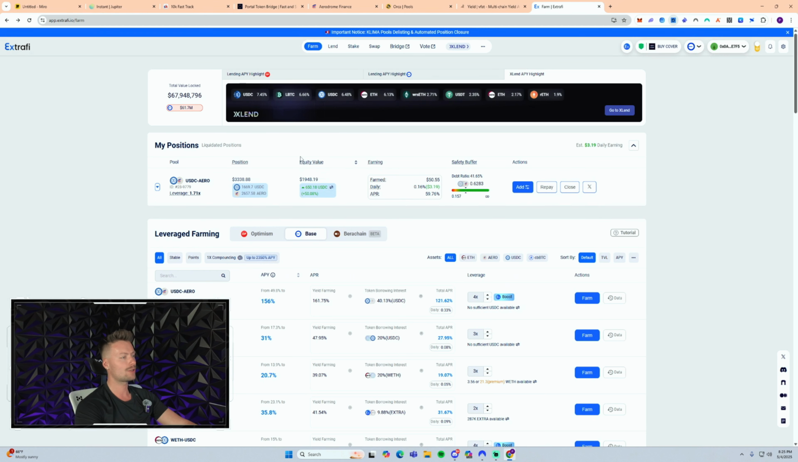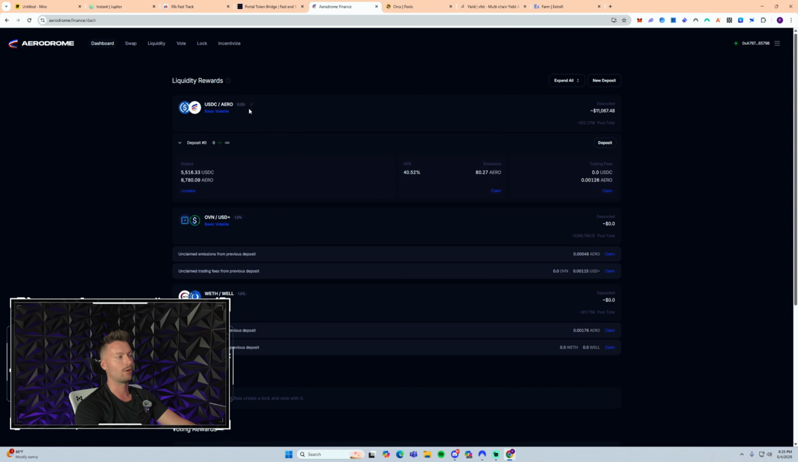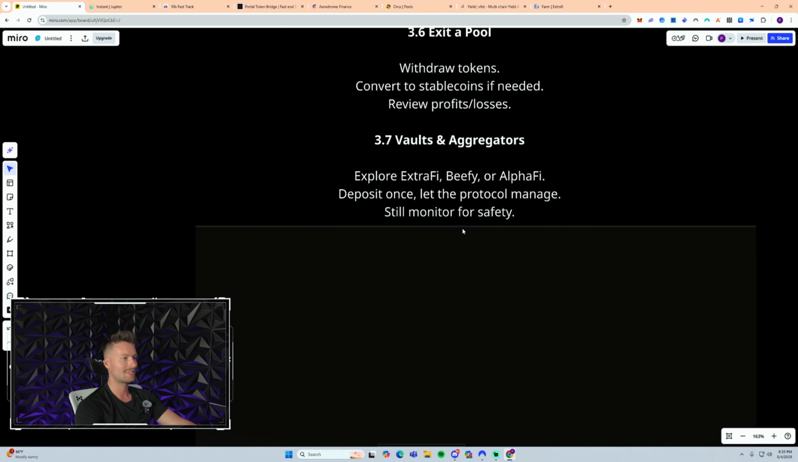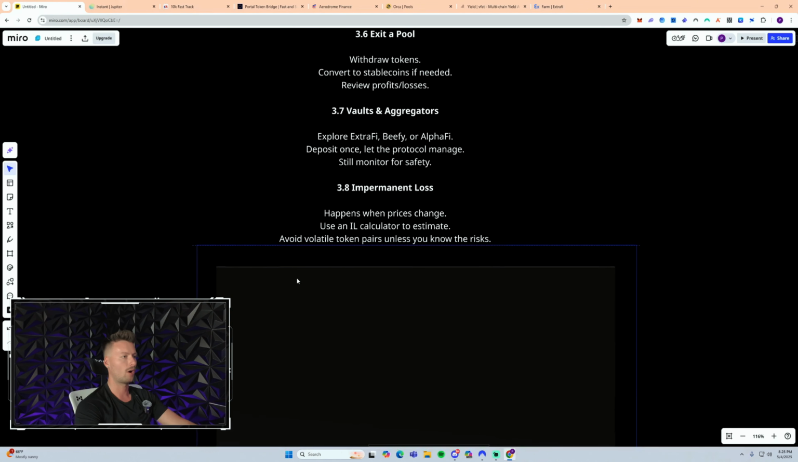Pretty cool, interesting concept. If you're someone that likes to do it more manually, you can just run the regular Aerodrome USDC position, making 40%, choose when to claim your rewards and what to do with them there. Systemization will get you far.